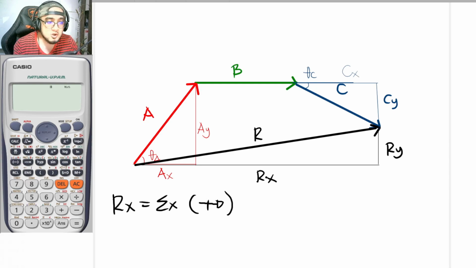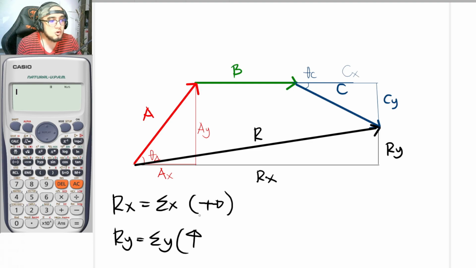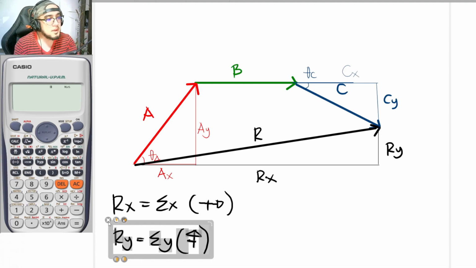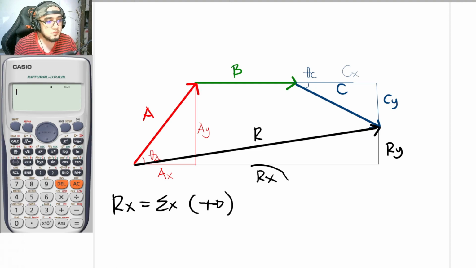If I assume wrong, if I assume the other way around, I would just have an answer that is negative. We would be having some examples later on. Anyway, that is Rx. As for our Ry, same old, same old: the summation of all the y components, and I will be assuming that all of the vectors going up are positive. With that, I will make use of our Rx first. So let us now solve for Rx.